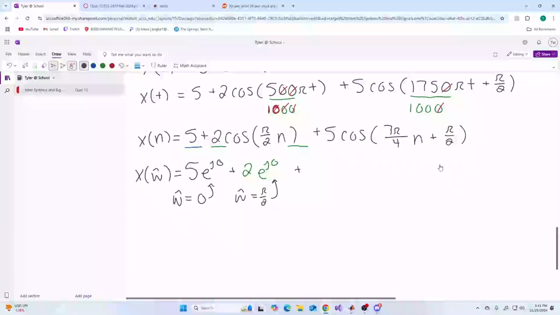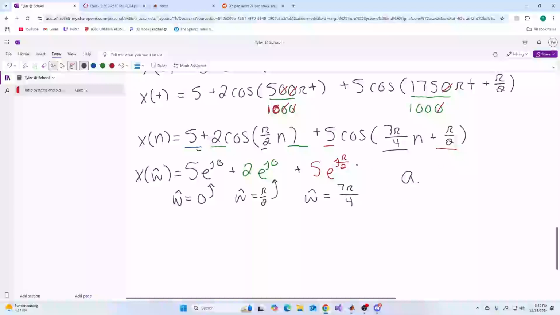Plus, and then we'll use red. My amplitude is 5, magnitude. And my phase is pi divided by 2. So I'm going to have e to the j pi divided by 2. And this is when w hat equals 7 pi divided by 4. And so that's from here. This one is from there. And this one, there's nothing there. So this is how you do part A.